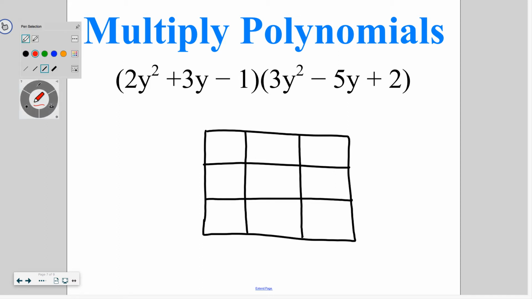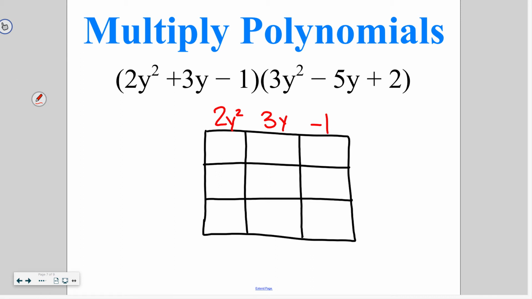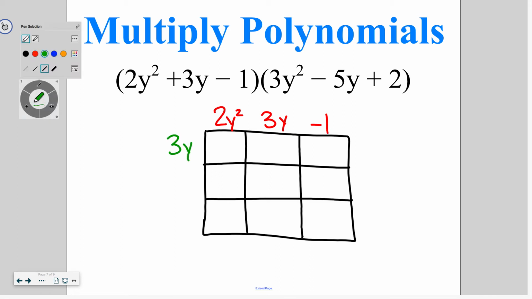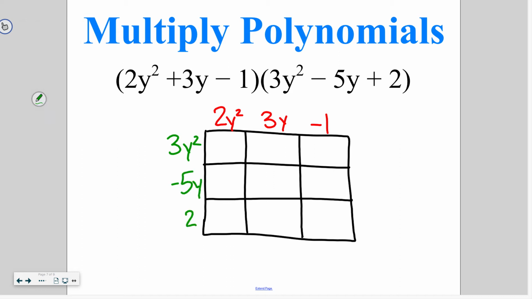Plugging in our top, or our first one, we've got 2y squared, we've got a positive 3y, and we've got a negative 1. Plugging in our second terms, we've got a 3y squared, a negative 5y, and a positive 2. Now we're going to go ahead and multiply.